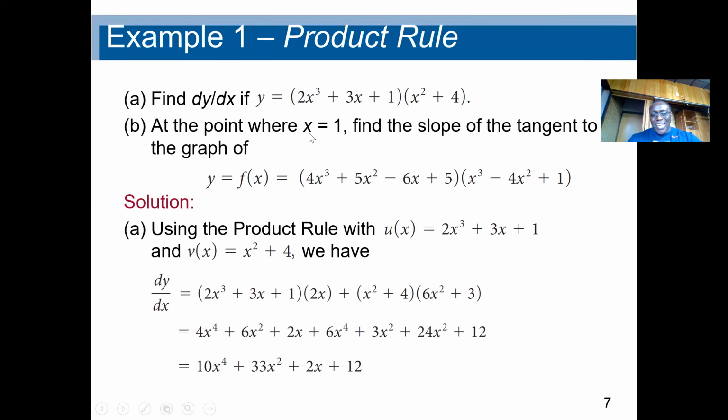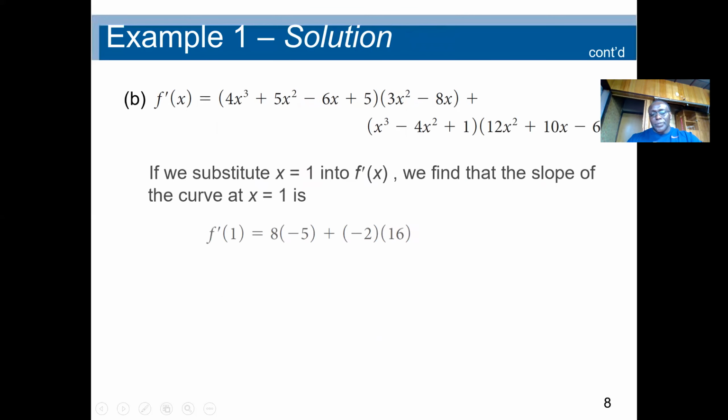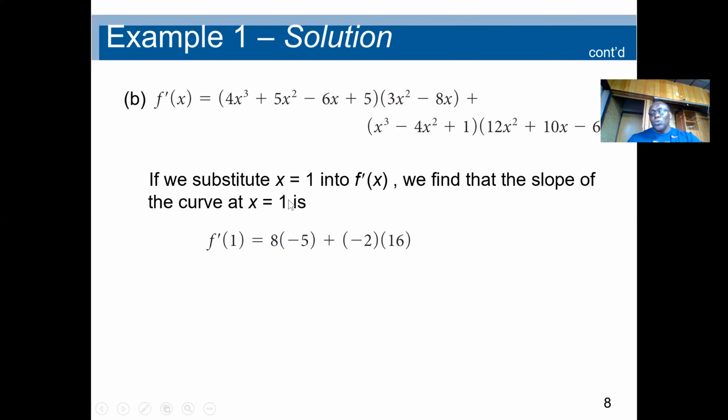So at the point where x equals 1, find the slope of the tangent to the graph. So when we finish finding the derivative, we substitute the value of x to be 1. And that's what we did here. The question says we are looking for the slope when x equals 1. So we substitute x equals 1 into the derivative of f at x. So the solution here, we substitute 1 throughout. And this is what we get.